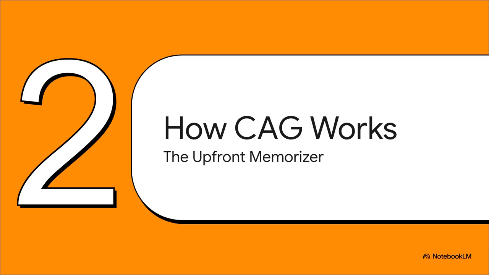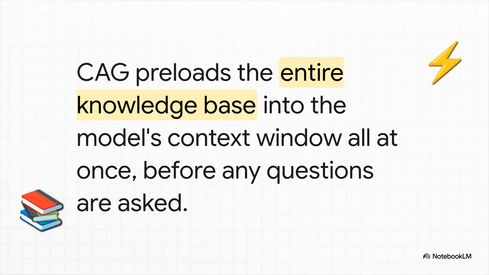But of course, there's another way to do this, and that brings us to Cache Augmented Generation, or CAG. Now, if RAG is the librarian, CAG is more like an upfront memorizer. That student who crams every single page of the textbook right before the big exam. CAG's approach is completely different. Instead of fetching information when it's needed, it preloads the entire knowledge base, every single document, every little fact, into the model's context window. That's basically its short-term memory. And it does this all at once, before you even ask your first question.